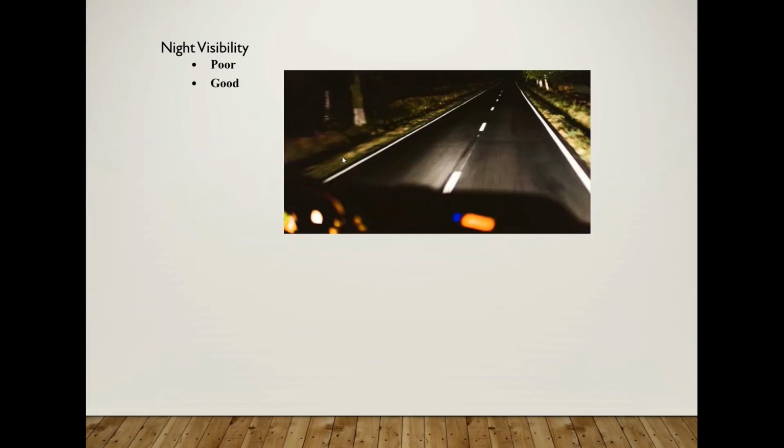And then night visibility. Visibility is poor in the flexible pavement and good in the rigid pavement. That's why for most of the expressways, or in toll plaza locations, we go for rigid pavement.